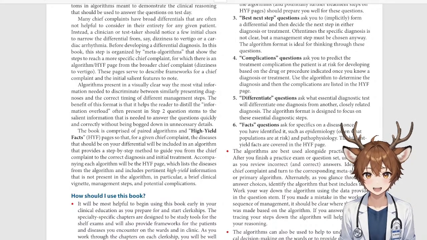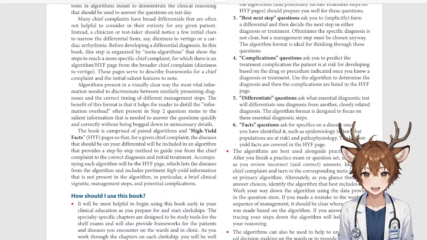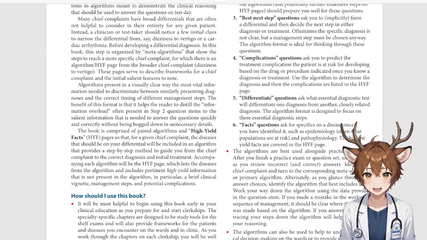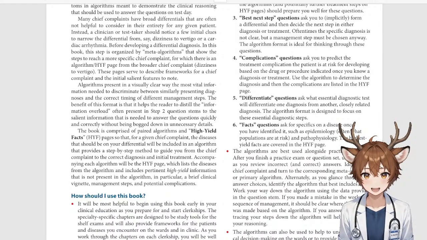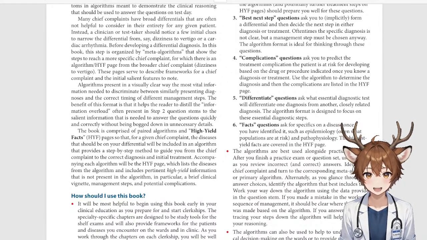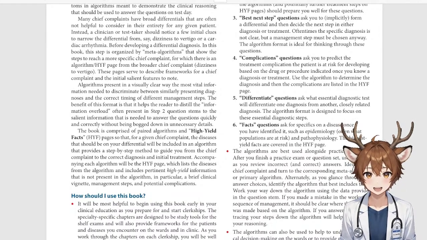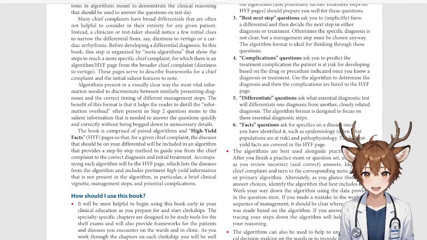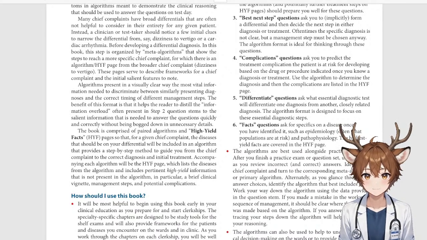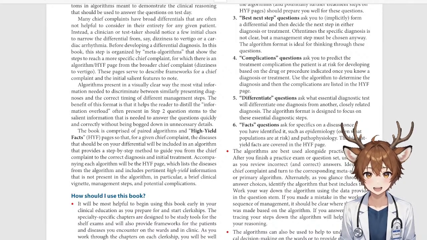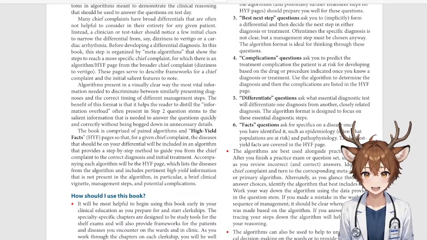Anyway, algorithms present in a visually clear way the most vital information needed to discriminate between similarly presenting diagnoses and the correct timing for the different management steps. The benefit of this format is that it helps readers distill the information overload often present in Step 2 question stems to the salient information needed to answer the questions quickly and correctly without being bogged down in unnecessary details. So true.